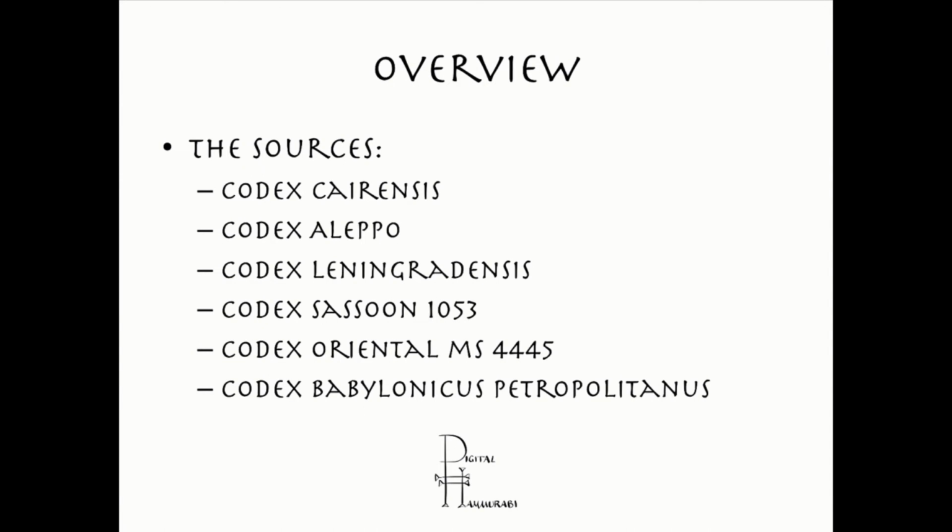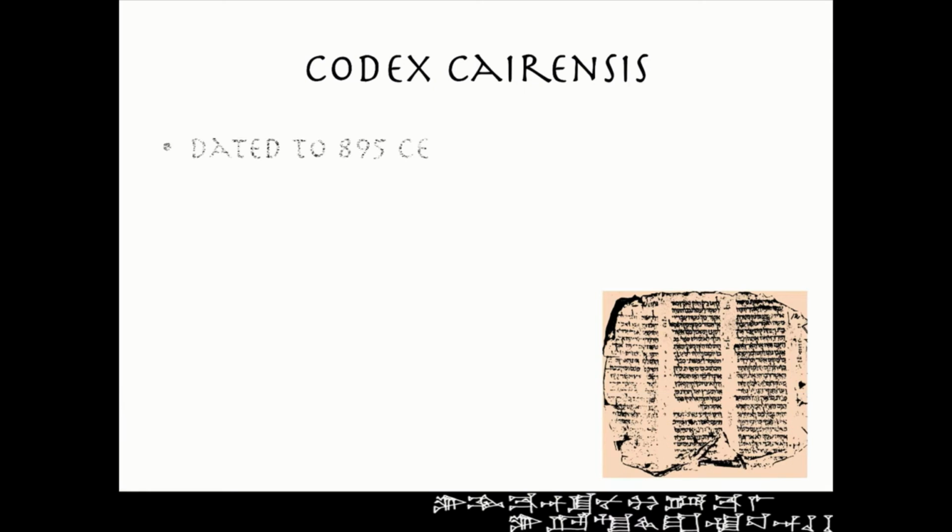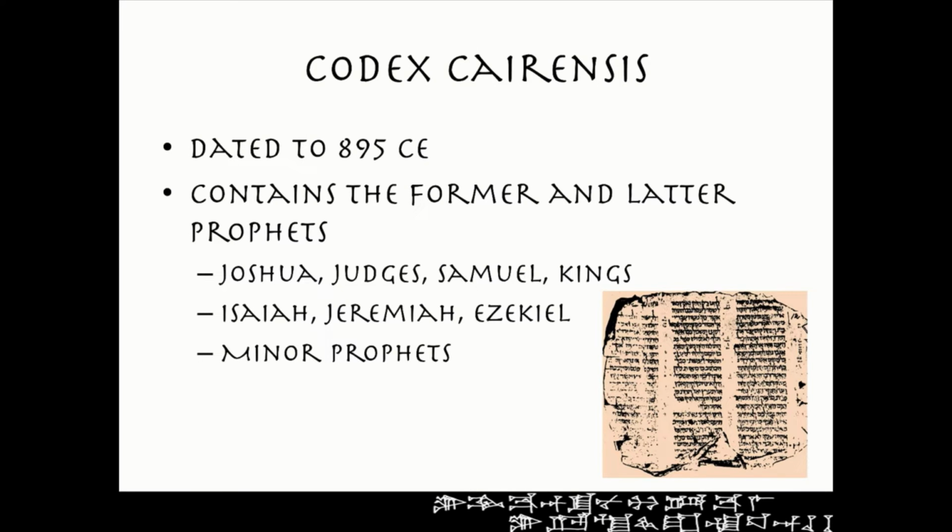The sources that we're going to look at are Codex Cairensis, Codex Aleppo, Codex Leningradensis, Codex Sassoon 1053, Codex Oriental MS 4445, and Codex Babylonicus Petropolitanus. So, Codex Cairensis, dated to 895 CE, contains the former and the latter prophets: Joshua, Judges, Samuel, and Kings, Isaiah, Jeremiah, and Ezekiel, and the minor prophets.